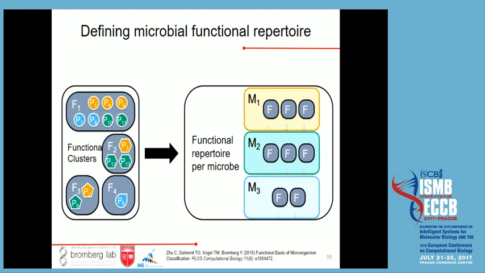Having those functional clusters, we're then backtracing and defining our microbial repertoire. So the specific example here, in functional cluster 1, we have protein 1, protein 4, and 5. Those proteins were originating from microbe 1. So since in our functional cluster 1, we have proteins from that specific organism, we're going to assign that functional cluster to the repertoire of the first microbe.